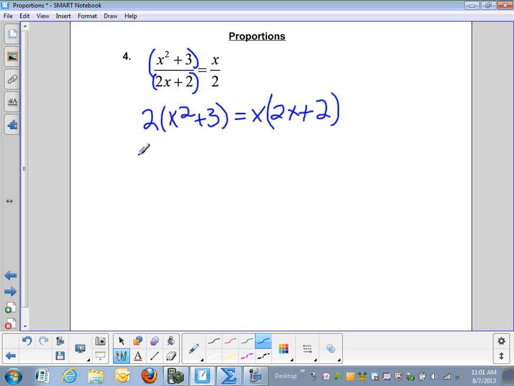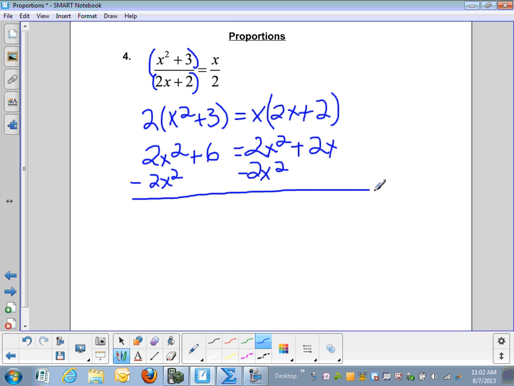So we're going to distribute. 2 times x squared is 2x squared. 2 times 3 is 6. X times 2x is 2x squared. X times 2 is 2x. And let me go ahead and subtract 2x squared on both sides. And since we have 2x squared on both sides, that's going to cancel and give me 6.